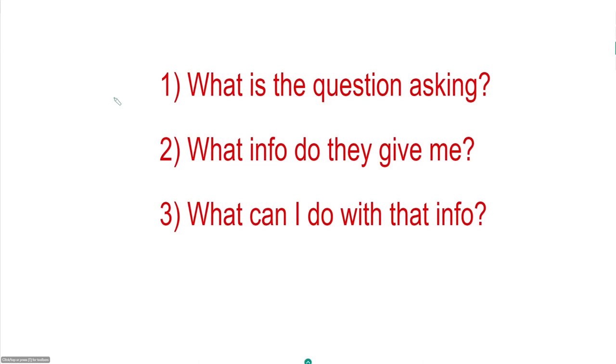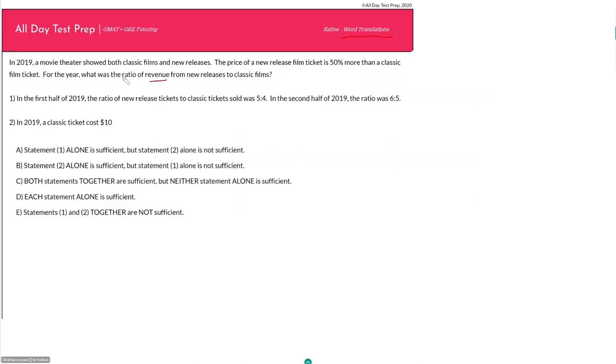I like using this framework, especially when I'm stuck. Sometimes it's not always the case you can use it. If the question is just saying, what is X? Then you've got no choice but to move on to the statements. But if I ever think there's more that I might be missing, I lean on this. So if we start with what is the question asking? In this case, we've got the ratio of revenue from new releases to classic films.